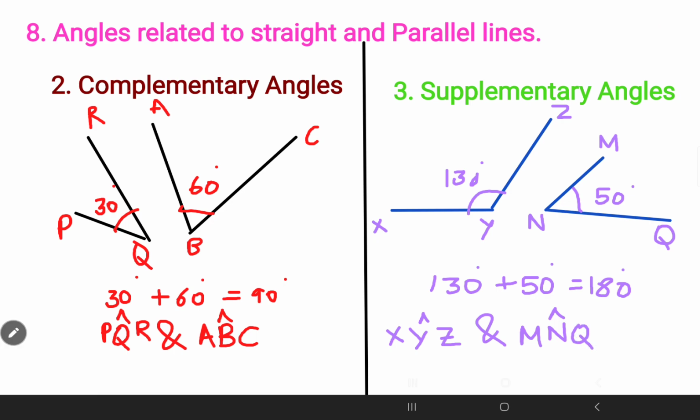One more thing, here there are only two angles. When you add three angles, if those three angles give you 90, those are not complementary angles. Complementary and supplementary apply strictly to two angles. Sum of two angles 90, complementary. Sum of two angles equals 180, supplementary.